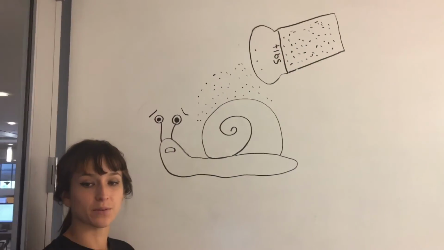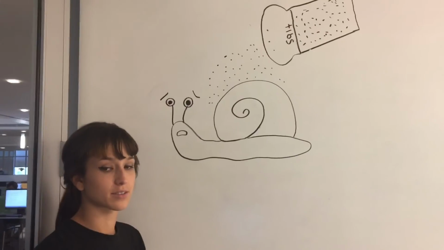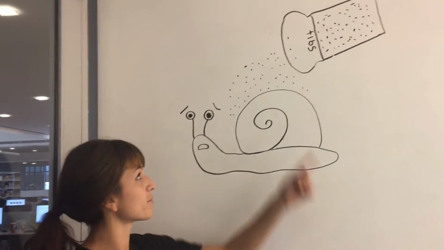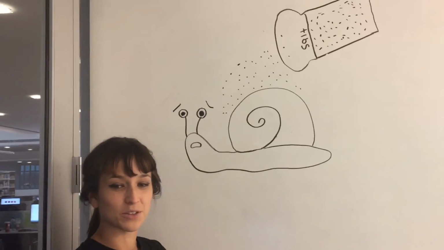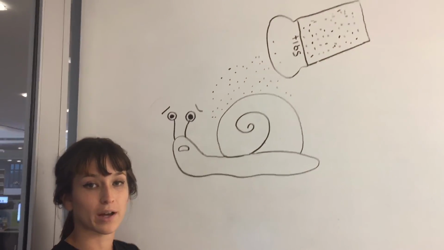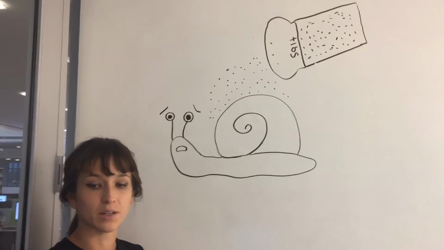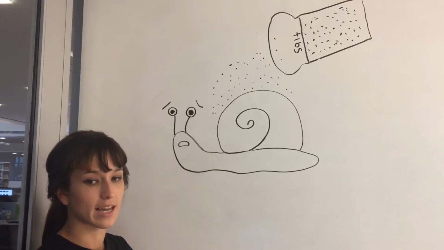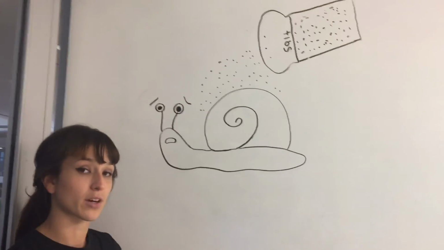Now we're going to show you a real-life example of a hypertonic solution. Here we have a snail, and we're going to pour salt on it. After a while, the salt on the snail is going to cause water from the inside of the animal to flow out of its thin membrane. The snail will then, after a period of time, start to shrink, shrivel, and eventually die, because the salt is very hypertonic to the snail.